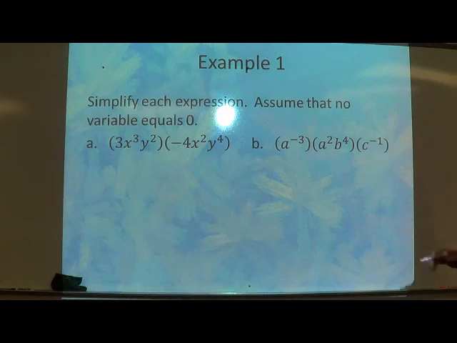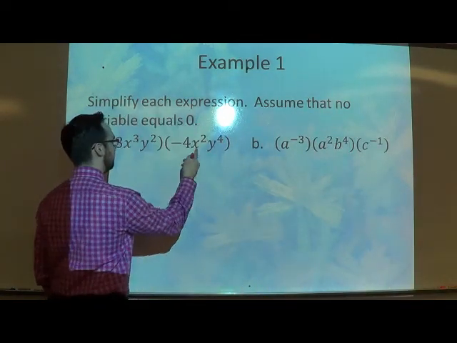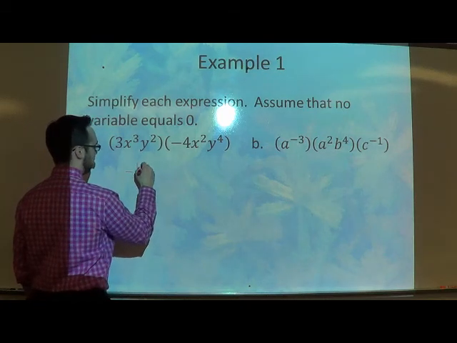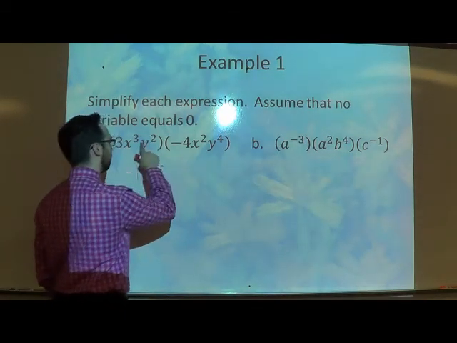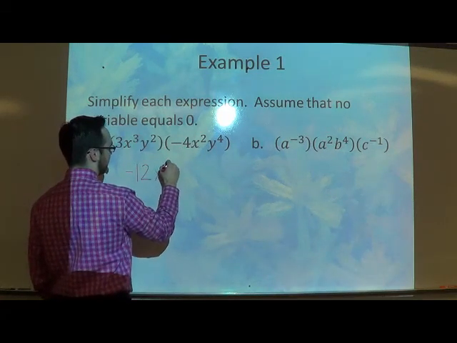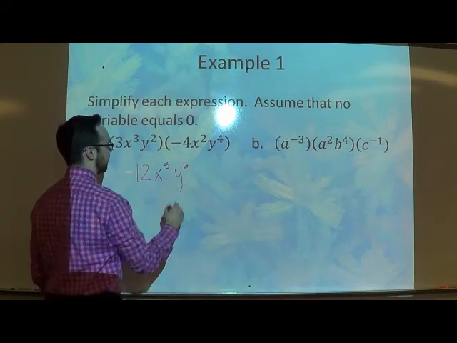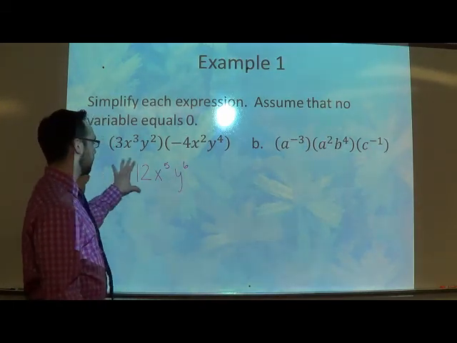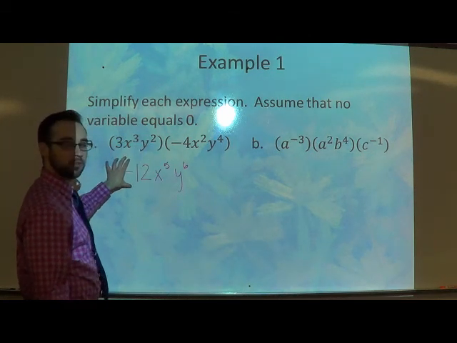So we're simplifying. When we multiply, so we have 3 times a negative 4 gives us a negative 12. Then we have x cubed times x squared. Remember, when you multiply like bases, you add the exponent. So we get x to the 5th. Y squared times y to the 4th will give us y to the 6th. So notice here we had no negative exponents. The negatives out front multiplied together just like normal negative integers.